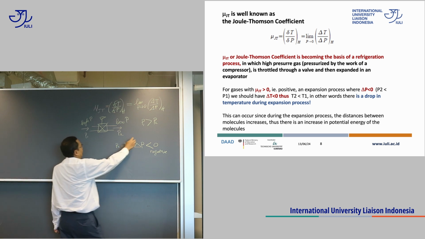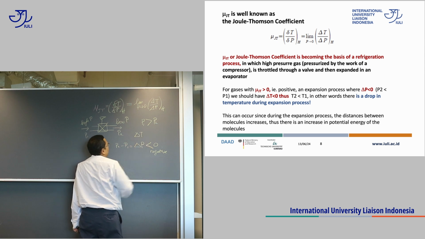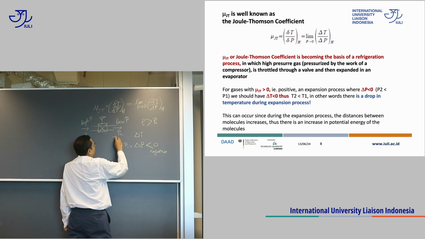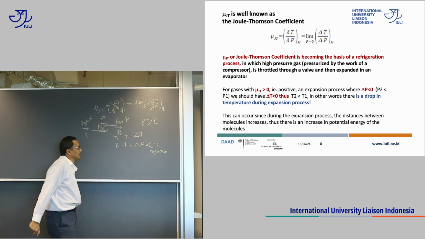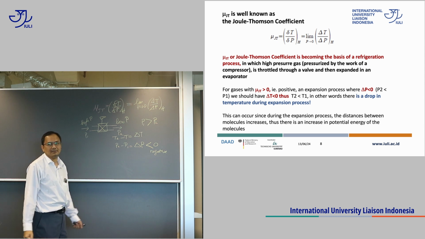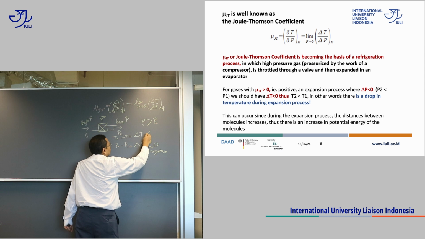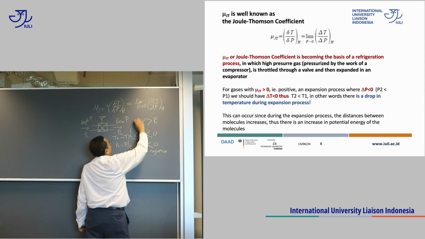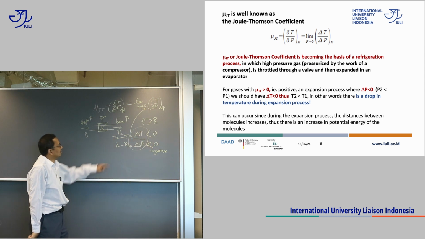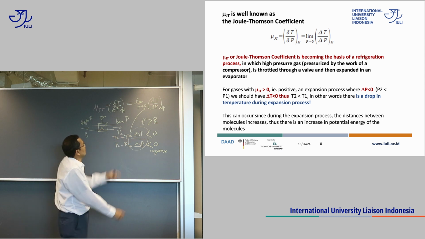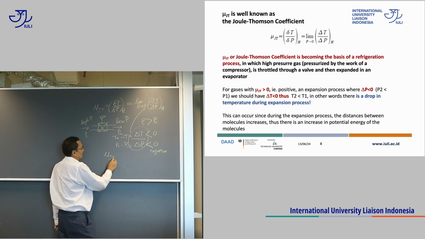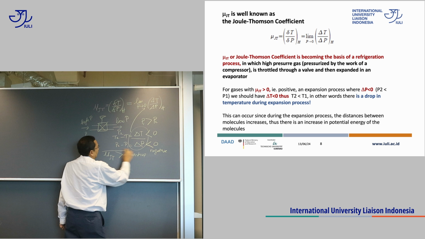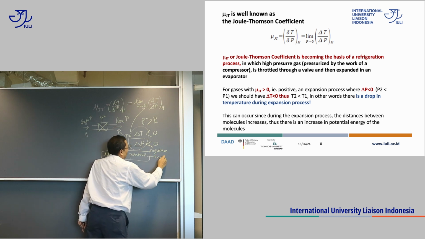What about delta T? For delta T, let's say we want a cooling process. Cooling means that T2 minus T1 must be positive or negative? Negative, right? So this is also negative. Now we have these two definitions. Let's divide them, because I'm trying to link it up with delta T over delta P. If this is negative and this is negative, then mu Joule-Thomson for cooling must be positive to result in a cooling process.